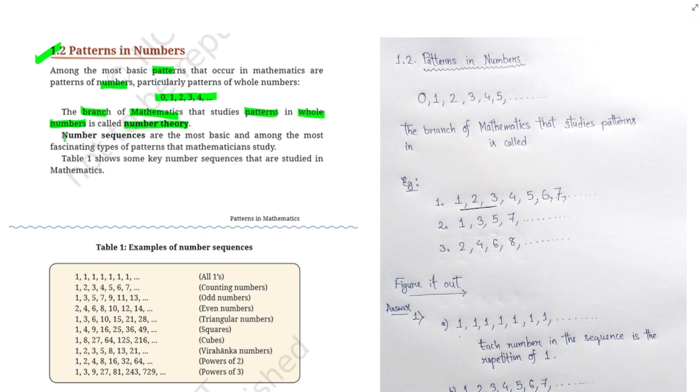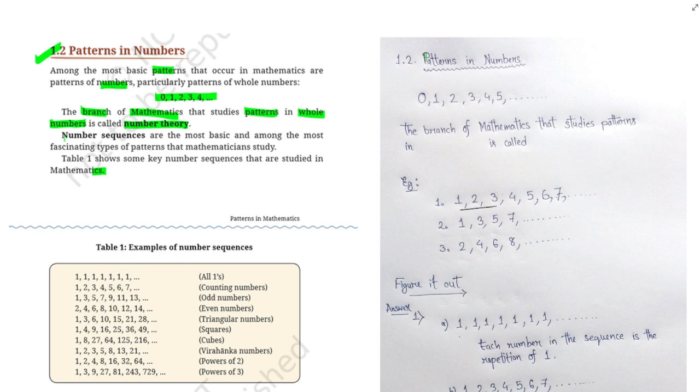Next, number sequences are the most basic and among the most fascinating types of patterns that mathematicians study. Table 1 shows some key number sequences that are studied in mathematics. We'll discuss Table 1 with Figure It Out questions.